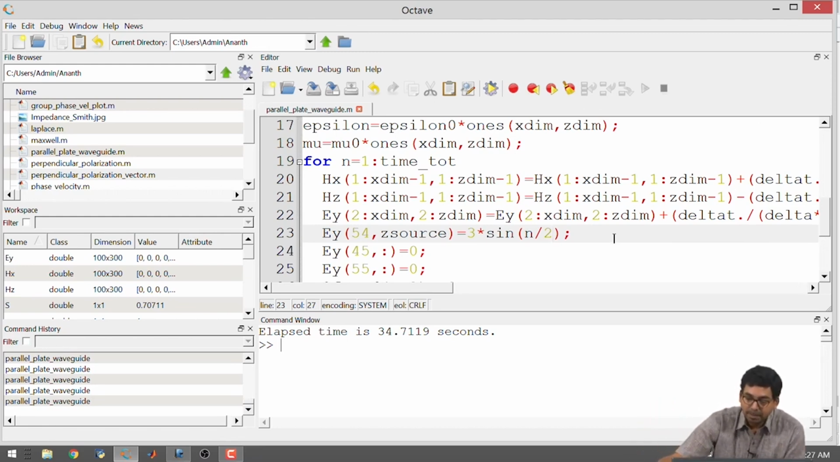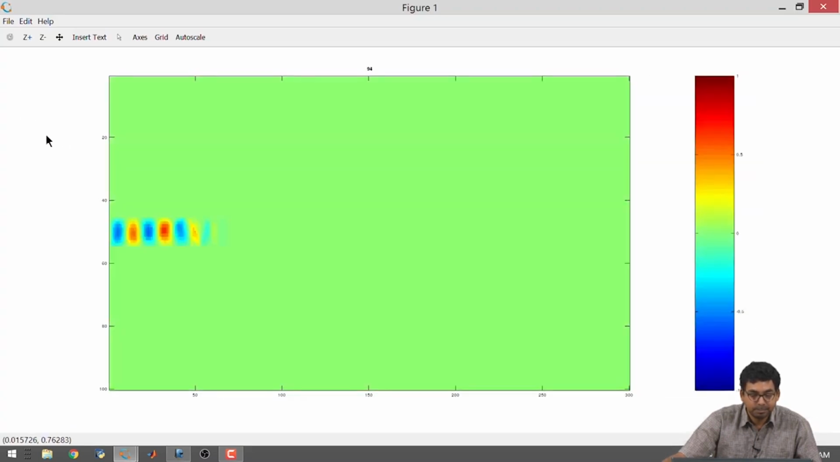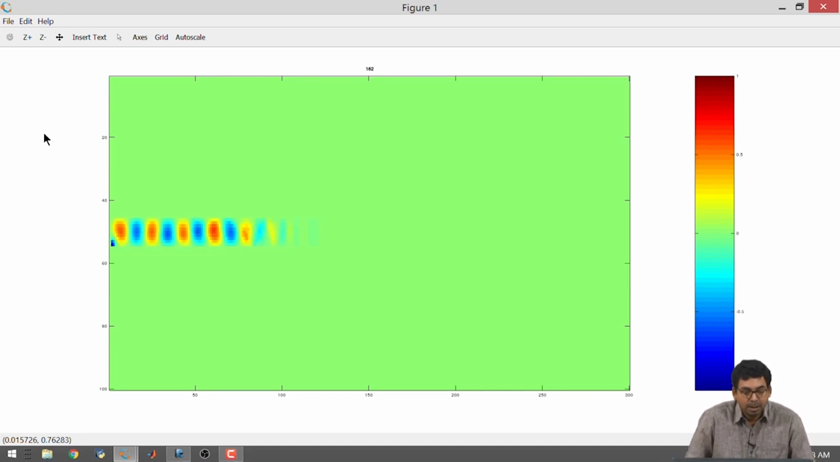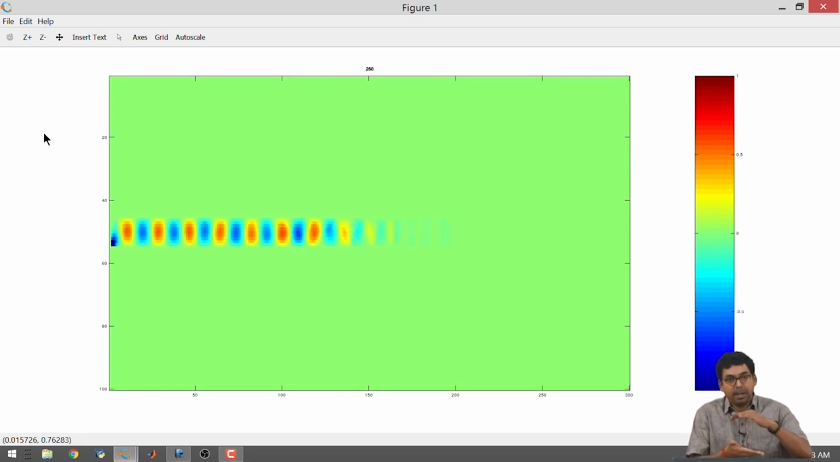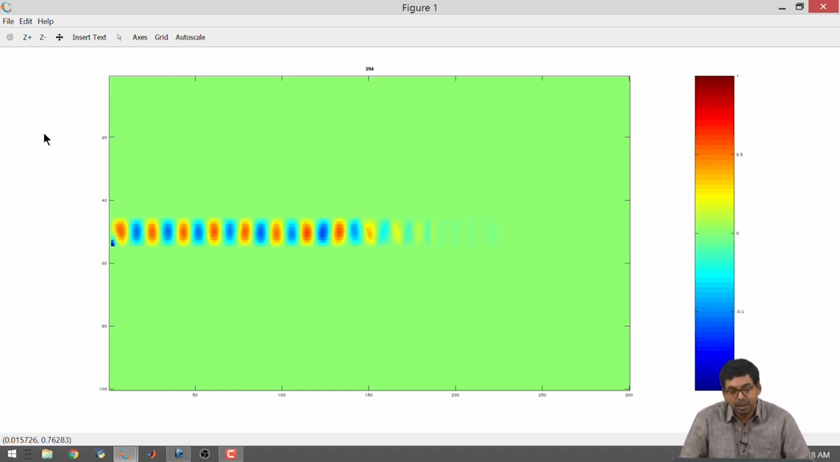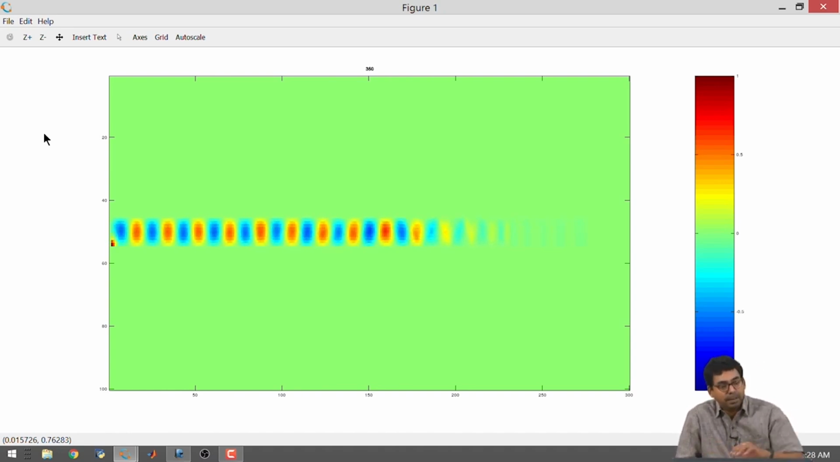So, I think the best way is to decrease the frequency of operation a little bit and see what happens. Okay. Now, it is still a highly asymmetric excitation, but I have changed the frequency of operation by keeping the waveguide dimensions fixed. What I am noticing here is that I am seeing only one kind of pattern emanating.